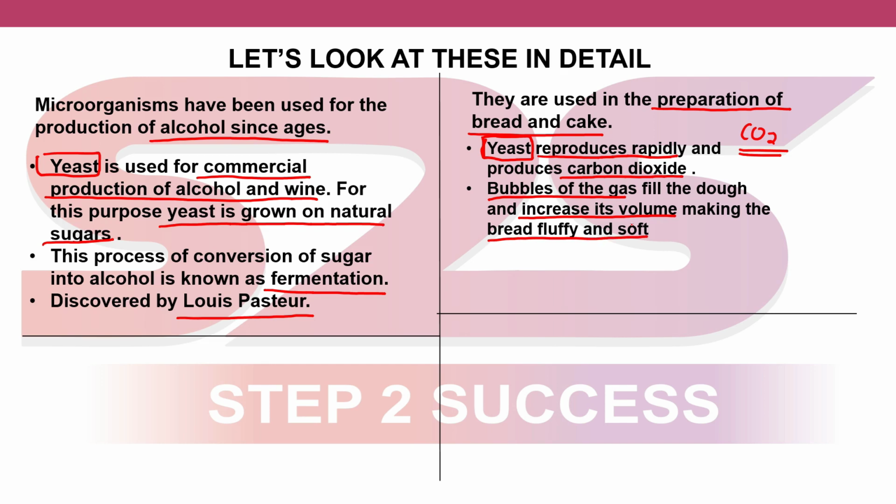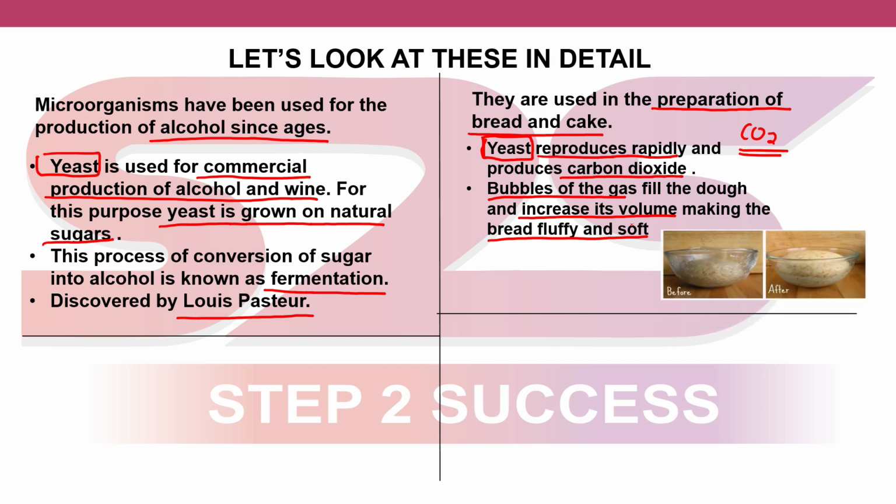So now we know why the bread and cakes are fluffy in nature, because the yeast is present in them and it reproduces rapidly to produce carbon dioxide, and this gas is responsible for the fluffiness of the bread and its softness. So here we can see that before mixing the yeast, the dough looked like this, and after mixing it, it became fluffy and soft.